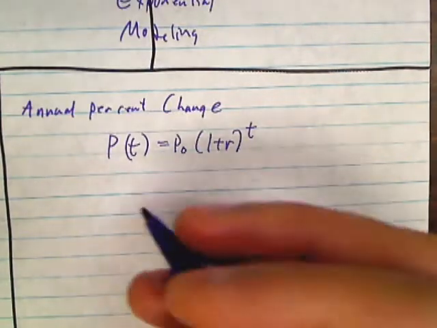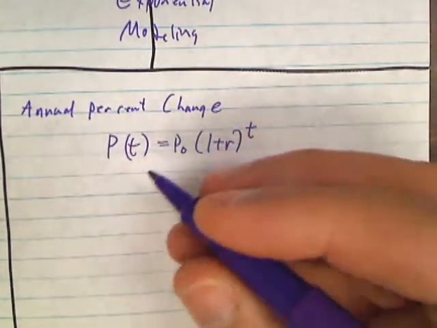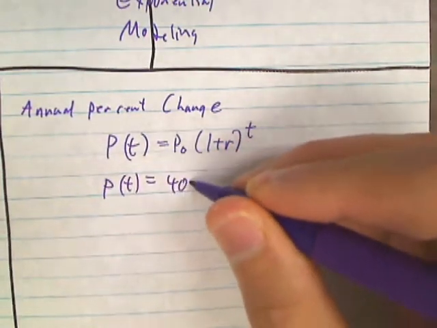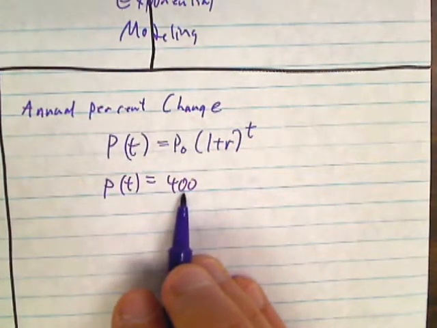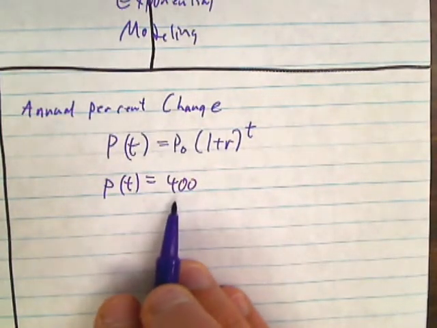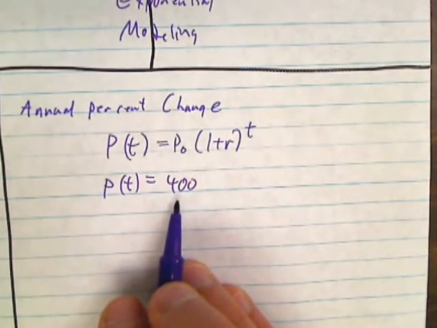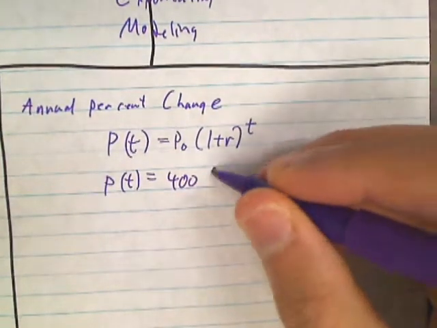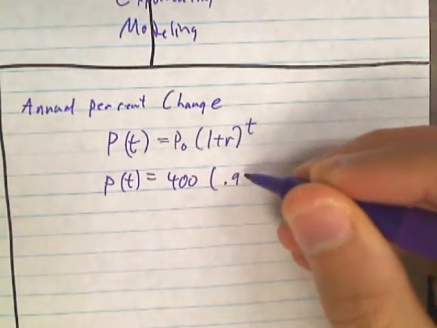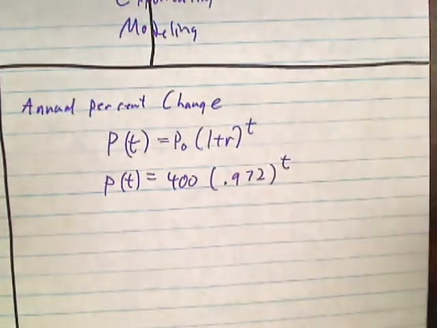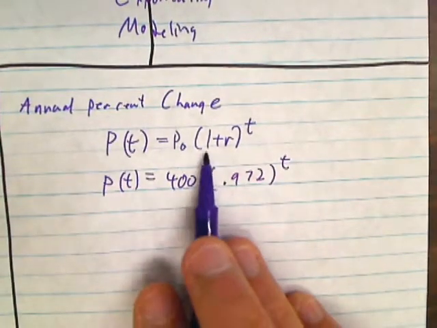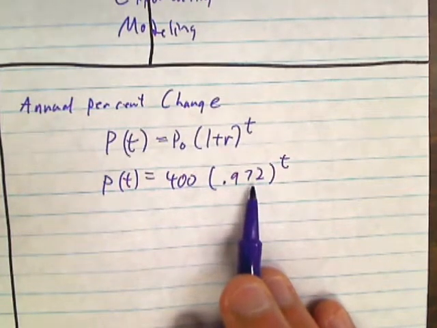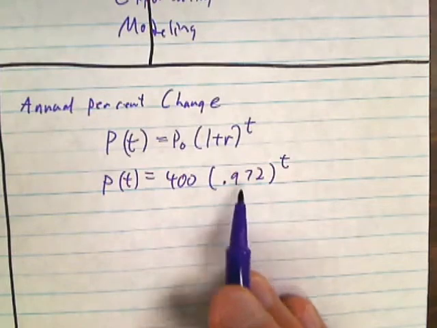So an example of this would be P of t equals 400 times 0.972 to the t power. So the initial population was 400. Population doesn't just mean people. It can mean bacteria. It can mean wild geese. It can mean anything. So 1 plus the rate is this right here, and I can solve for the rate.